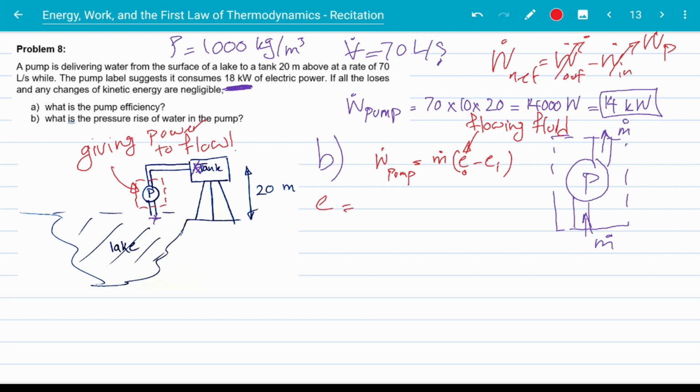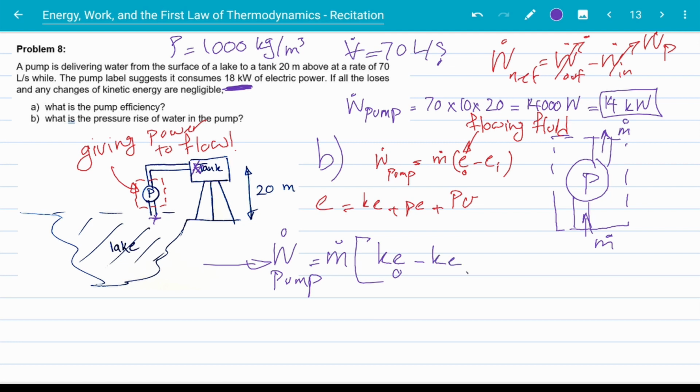So the energy is the kinetic energy of the fluid plus the potential energy of the fluid plus the pressure of the flow times the specific volume, right? With this knowledge, we can say that the W dot of the pump is M dot times the kinetic energy of the fluid going out minus the kinetic energy of the fluid coming in, plus the potential energy of the fluid going out minus the potential energy of the fluid coming in, plus P times specific volume of the fluid going out minus P.